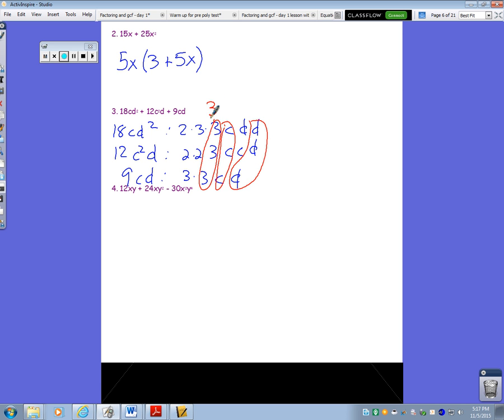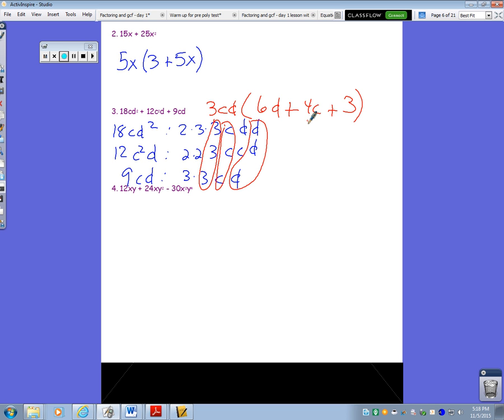So 3cd goes outside my parentheses. And if I look here to see, in this line, 2 times 3 times d, 6d is left. Notice the sign is the same. And then I have 4c here. And then plus 3 right here. So now I'm going to mentally check to make sure that I'm back to where I started when I multiply everything out. So that's 18cd squared, 12c squared d, and 9cd.